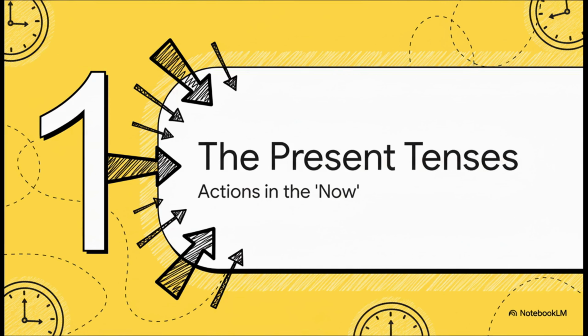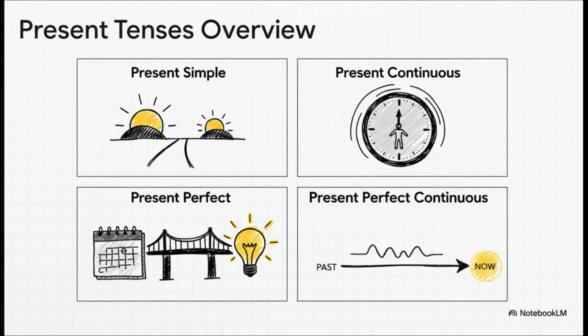First up, we've got the present tenses. You can think of these as your go-to tools for talking about anything related to the now. So let's do a quick run-through. You've got the present simple, which is for your regular habits and universal truths. You know, I walk to work every day. Simple. Then there's present continuous for things happening right this second, or around now, like she's working from home this week.